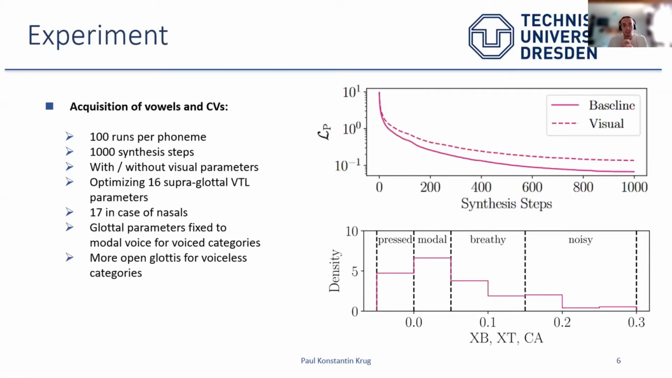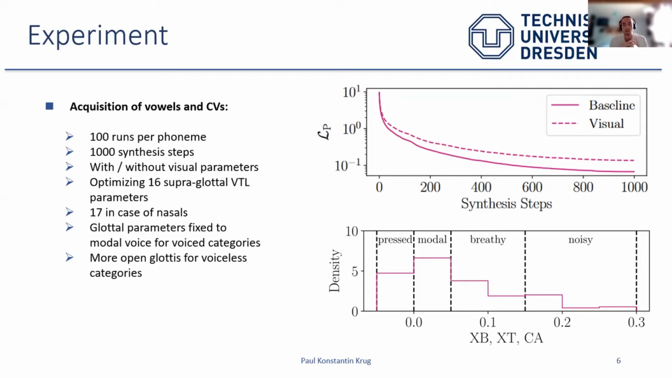The experiments were done as follows. I did 100 runs for each phoneme. And in each run, we would have 1,000 synthesis steps involved. And this was done without the visual parameters and with the visual parameters. Generally, I would optimize for 16 supraglottal parameters. That's basically all the vocal tract layer parameters without TRX and TRY, because they can be calculated automatically. And I also do not optimize the velum opening, because that dimension is only required if we want to create nasal sounds. And this is why we have 17 parameters in case of the nasals, because then we need it, of course. But otherwise, we can just leave the velum closed.